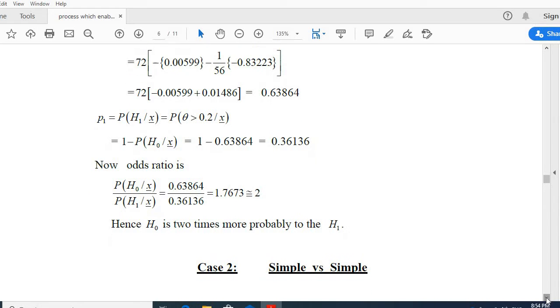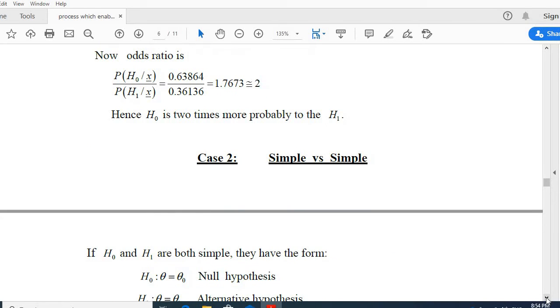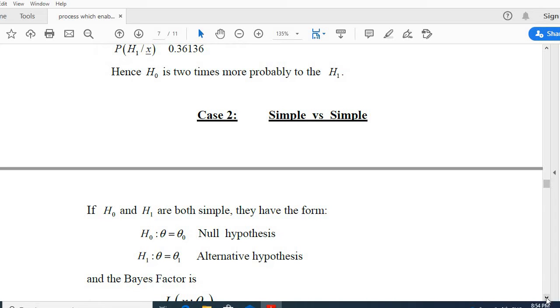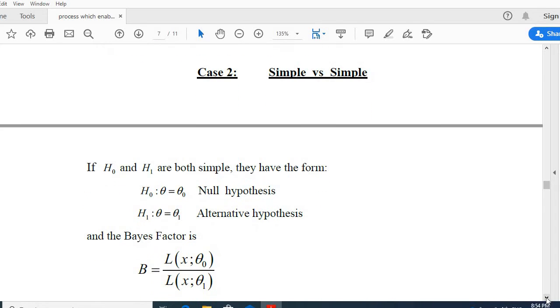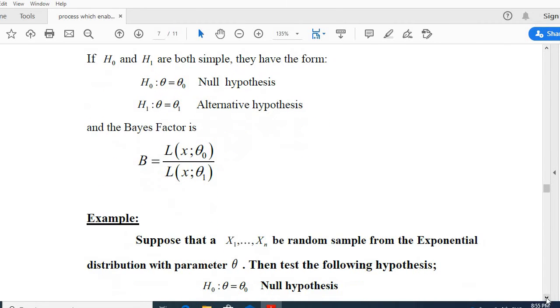Now come to case 2, that is simple versus simple. If H0 and H1 are both simple, then we have H0: theta is equal to theta naught, and H1: theta is equal to theta 1. And the Bayes factor B is equal to the likelihood function L(x given theta naught) over L(x given theta 1). The example is given here.